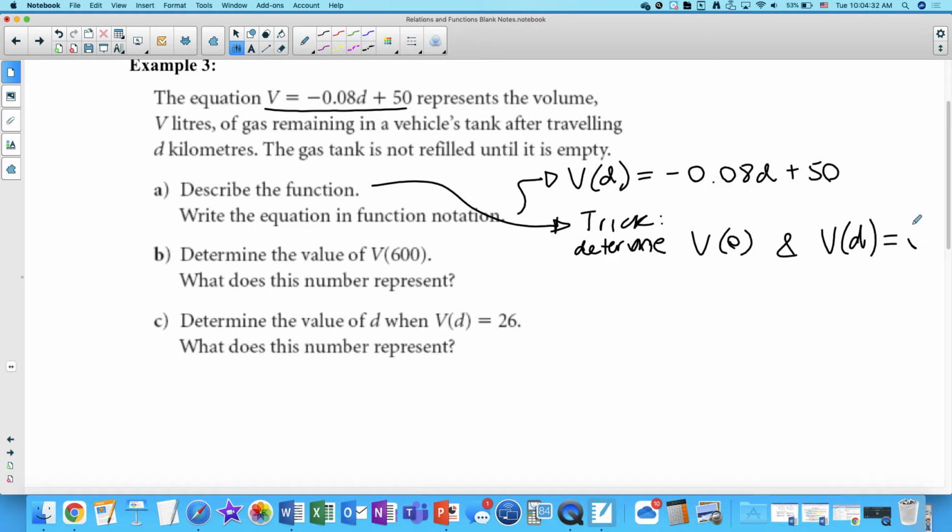What does that actually tell you about the situation, about your car? Yeah. How much gas do you start with? Yeah, how much gas you start with, the capacity of your gas tank. Okay, what does this tell you? V of D equals 0. So now this piece, the volume equals 0, and you're looking for D. What does that tell you? Yeah. How far you can travel on a full tank of gas, on one tank of gas. Exactly. This is very informative.